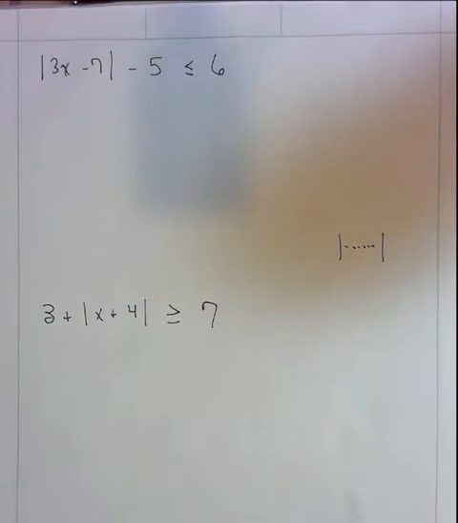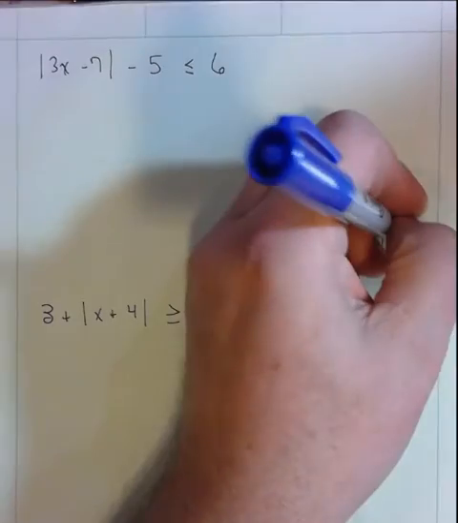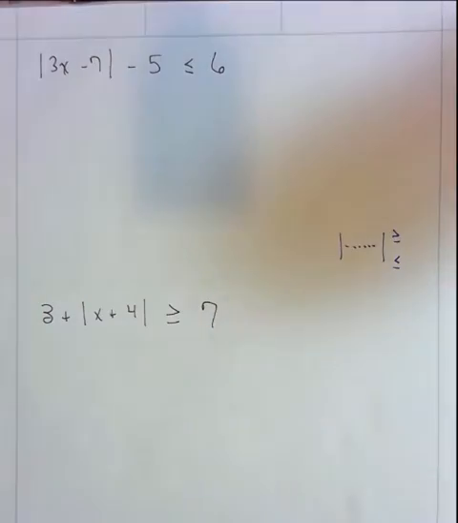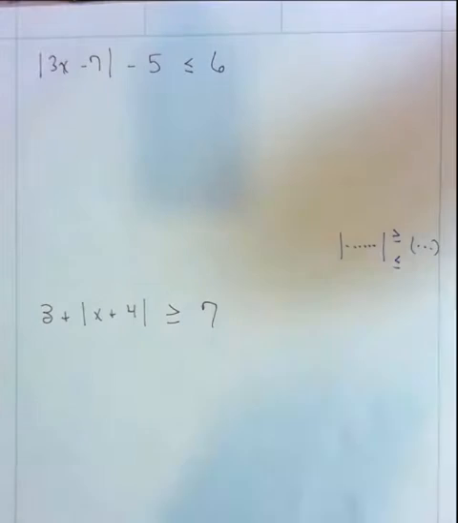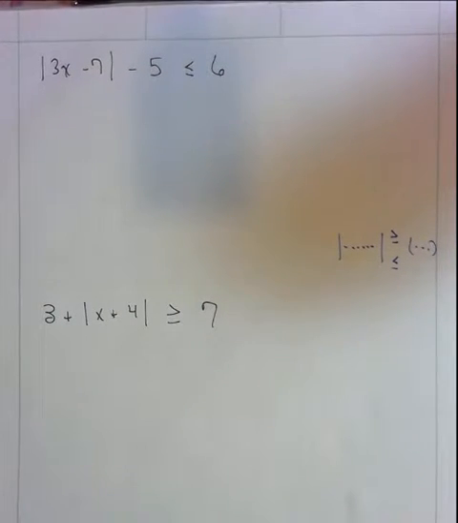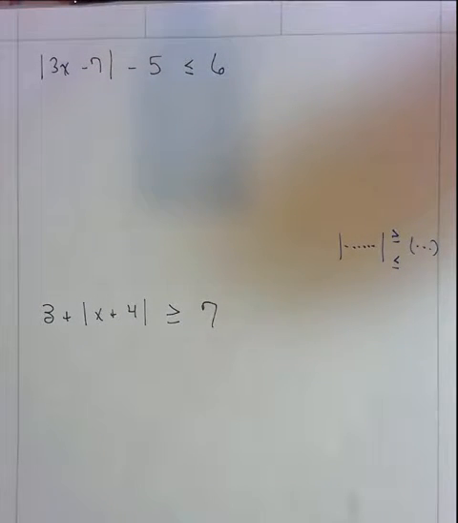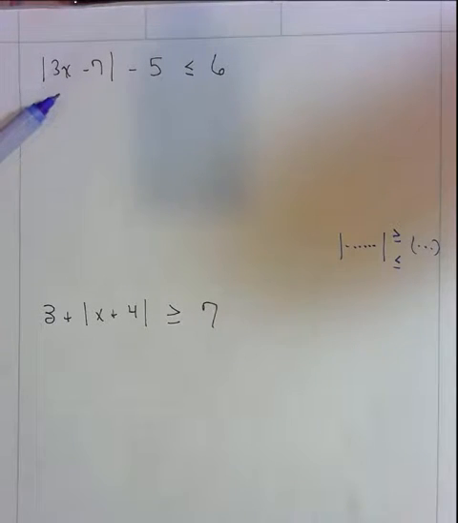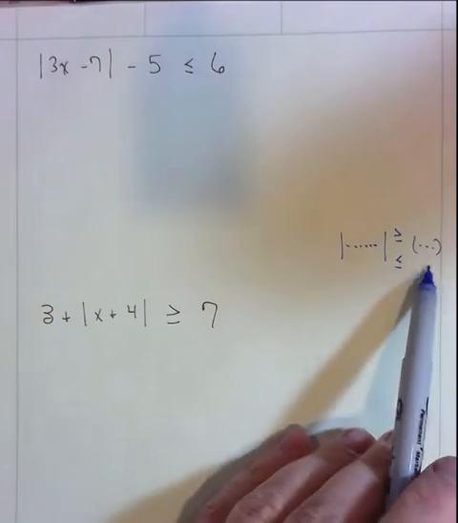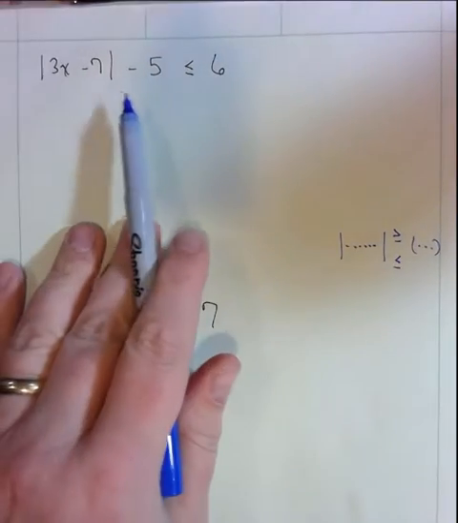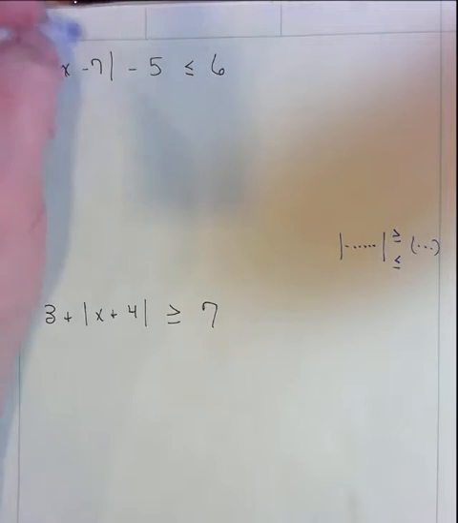So we have the absolute value of something, greater than or equal, less than or equal, greater than, less than, whatever. And then all the other junk that isn't in the absolute value. What that means is up here, I would like to first isolate the absolute value of 3x minus 7, have that on one side of the equation, and all the other junk on the right side of the equation. Here, that means we're just going to add 5 to both sides.